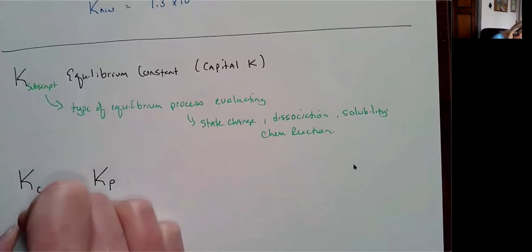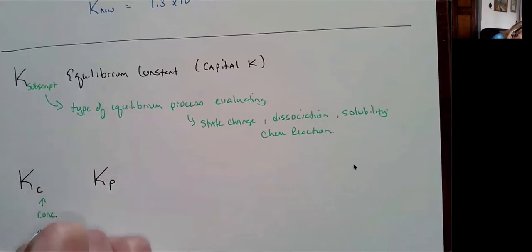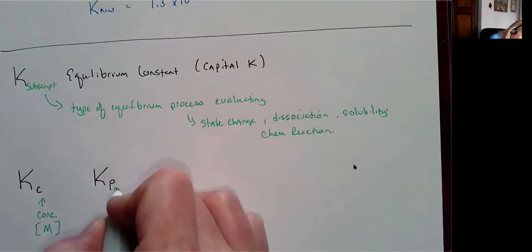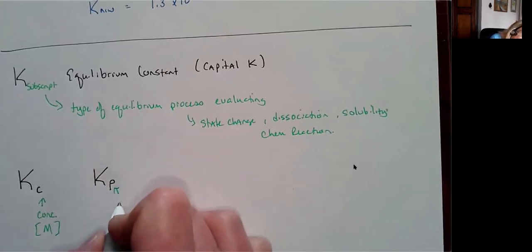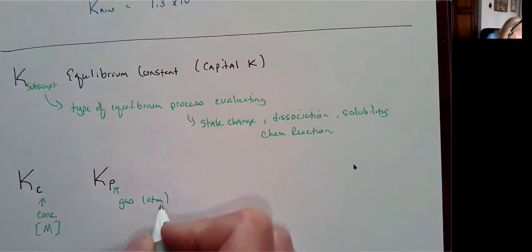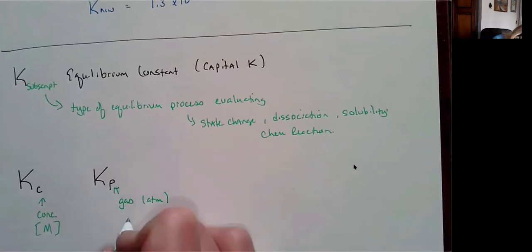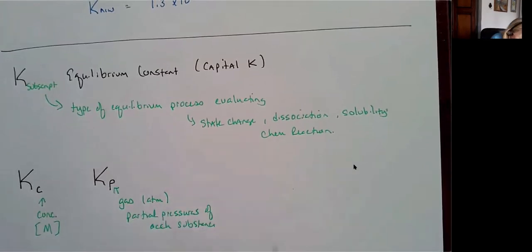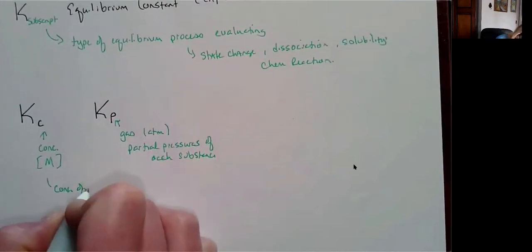C here means concentration, so that's in units of molarity. That would be the example that we've been doing all along, where we've had our law of mass action and we've had our equilibrium concentrations in brackets, which means we're looking at those in molarities. Kp happens when you have a gas, and this could be generally in atmospheres. So we're looking at the partial pressure of each substance, just like here we were looking at the concentration of each substance.